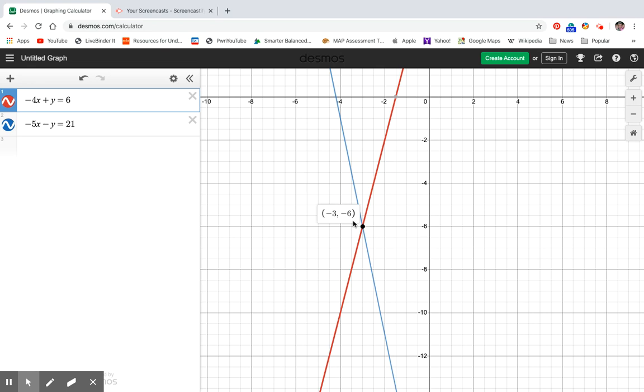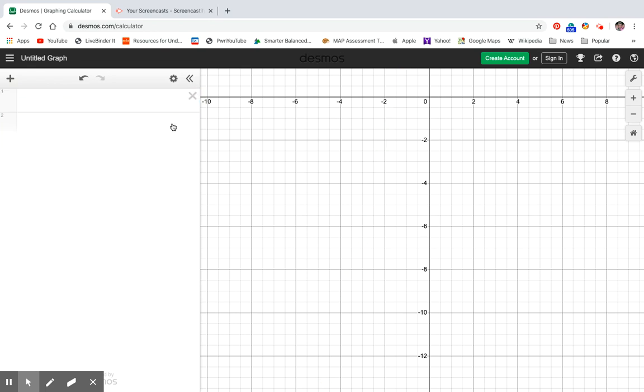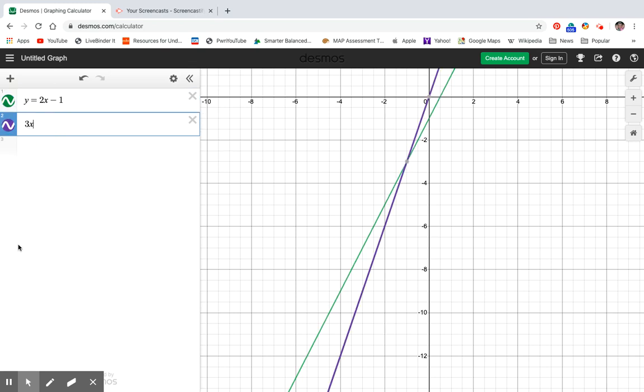Let's look at a second equation so that we can make sure that we know how to do this. So I'm just going to click X to clear out the first box and X to clear out the second box. And now I'm going to type in a new equation into box 1. So my new equation is y equals 2x minus 1. And then I'm going to go to the second box and I'm going to type in the second equation, 3x plus 2y equals 26.